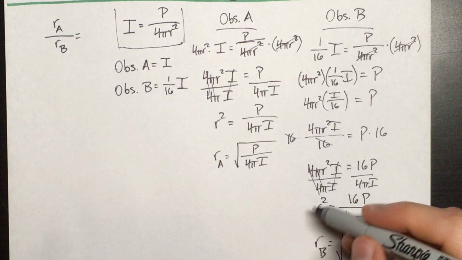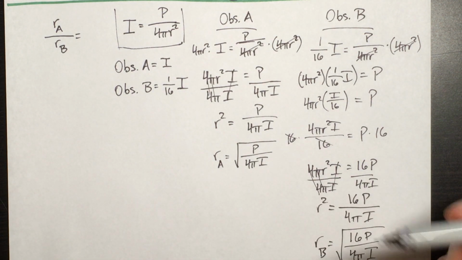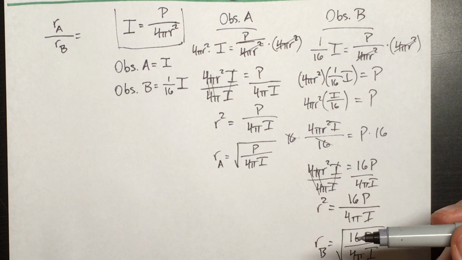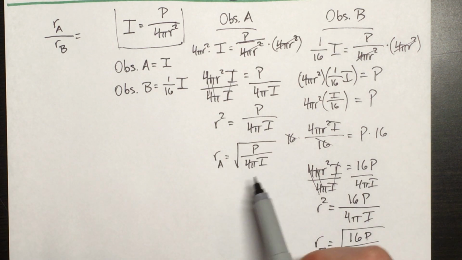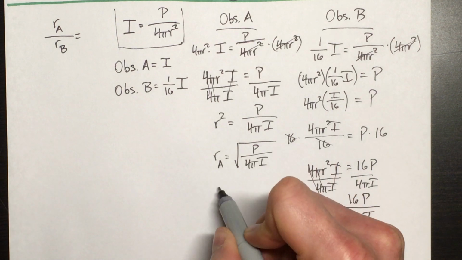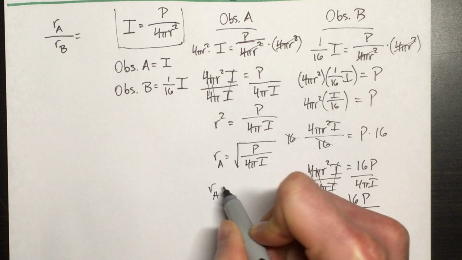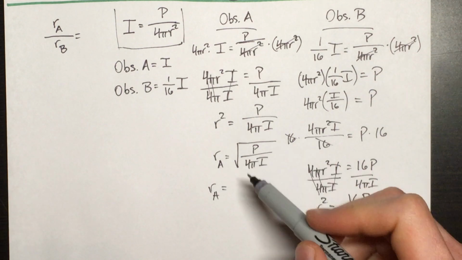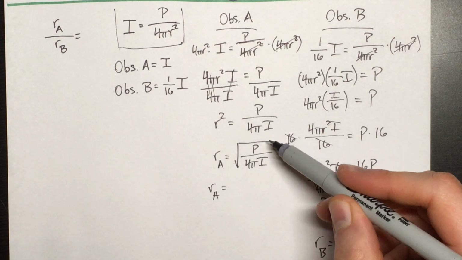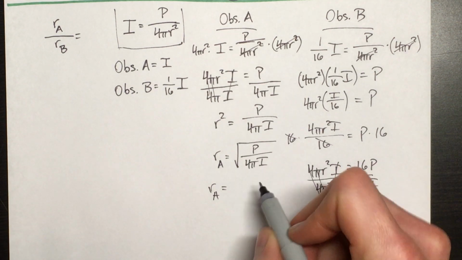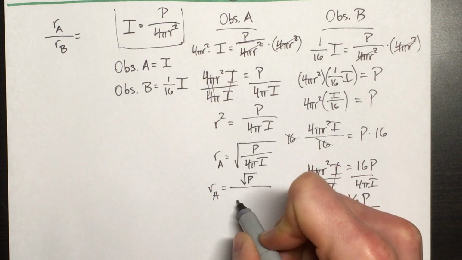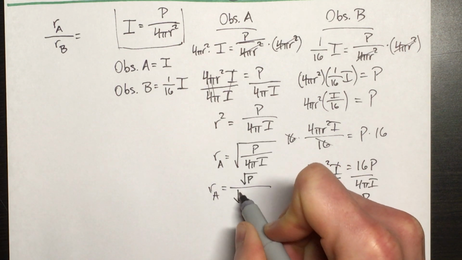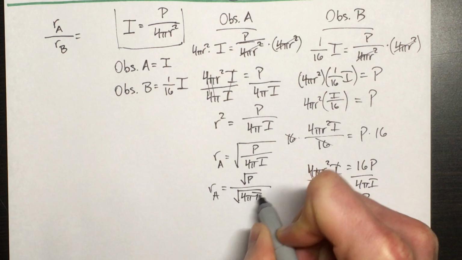Now, let's take these two pieces over here and figure out what the actual answer for this problem is. A little bit before we do that, let me write this a little bit differently. So RA equals. When you take the square root of a fraction, it's equal to the square root of the top over the square root of the bottom. So let me just write this as square root of p over square root of 4 pi I.